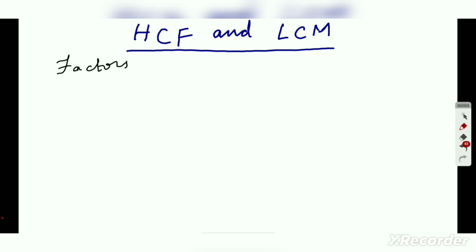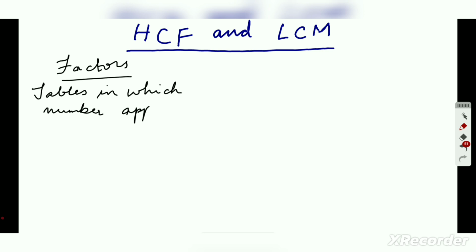What are factors? Factors are the numbers that divide a given number exactly. So in simple words, the tables in which the number appears are called factors. What does it mean? Let me explain it with an example.